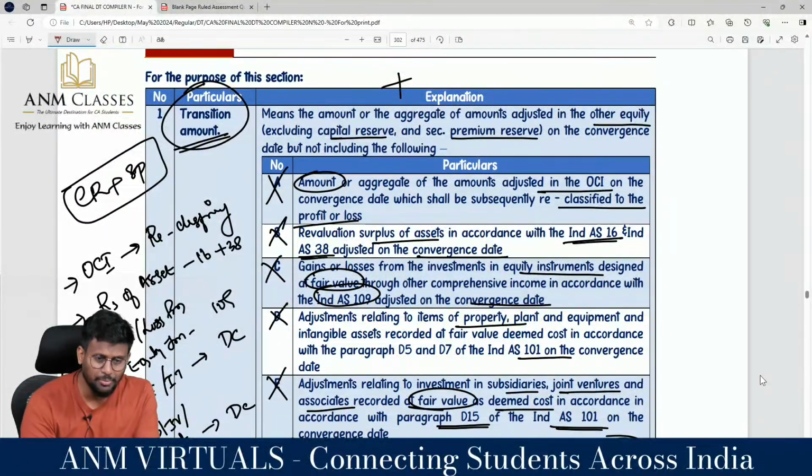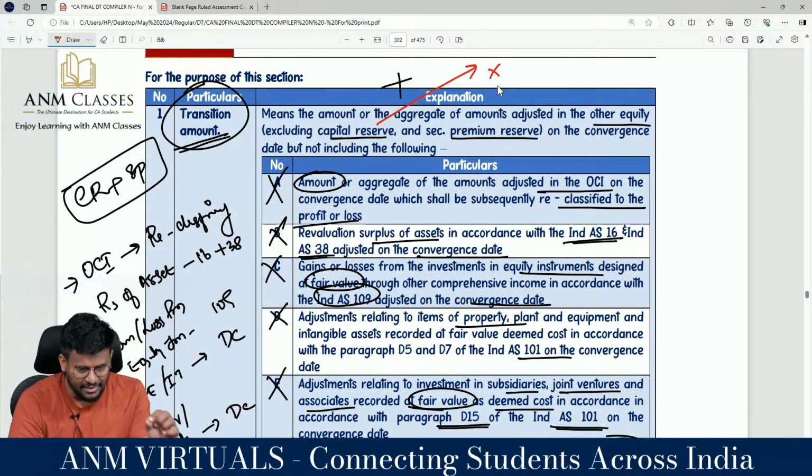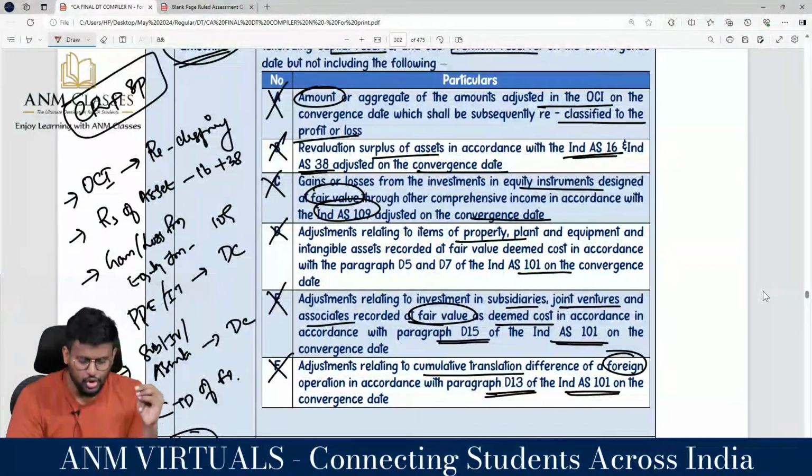Sir, transition amount means the aggregate of amount adjusted in the other equity excluding capital reserve. Capital reserve and security premium reserve should not form part of the transition amount. Fine. And these 6 items should not be included in the transition amount.